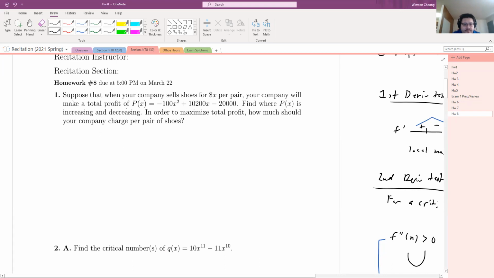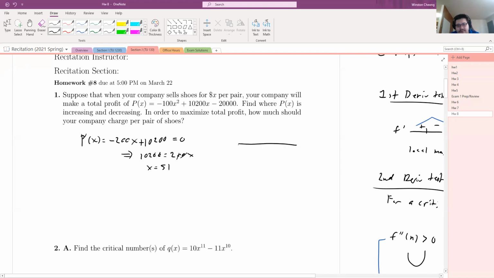So for number one, we have some profit function, and we want to know when is this function increasing or decreasing. Increasing, decreasing, you should immediately think about taking the first derivative because the first derivative will tell you that kind of information. So we take the first derivative, minus 200x plus 10200. And we set this equal to 0 because we're going to set up the sign chart. When we set this equal to 0, we get 10200 equals 200x. We can cancel off some zeros, and then divide by 2, so we get 51.